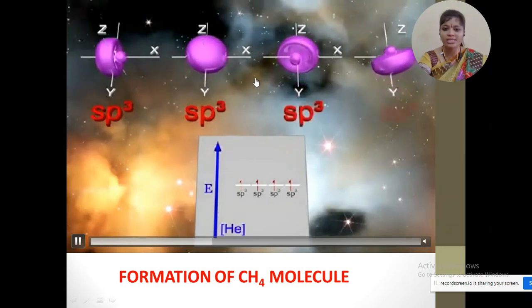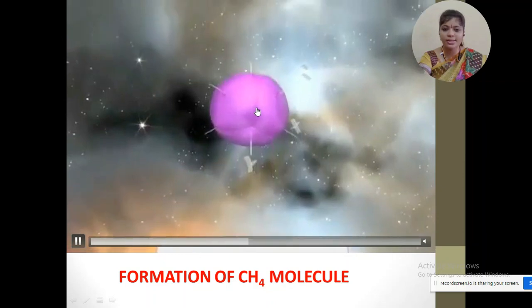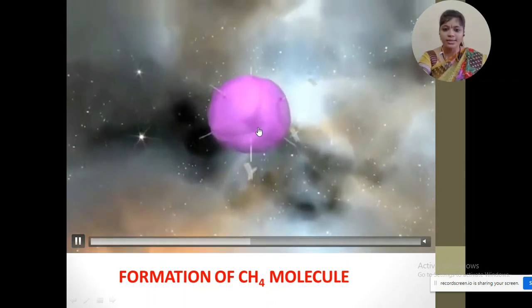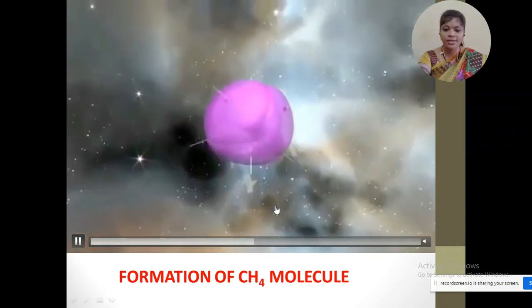These are the 4 sp3 hybrid orbitals. These hybrid orbitals are unsymmetrical, as we already know. The 4 unsymmetrical sp3 hybrid orbitals are intermixing with each other to form like this. This is the XYZ axis, the 3D diagram of the CH4 molecule.